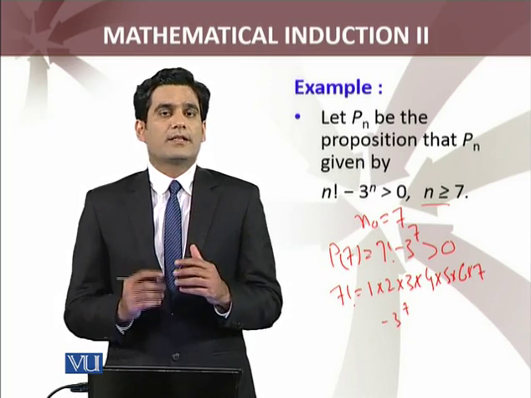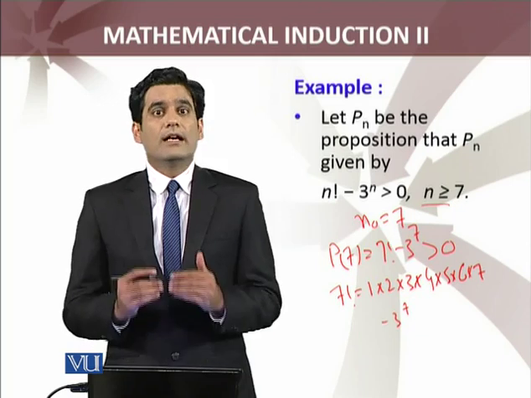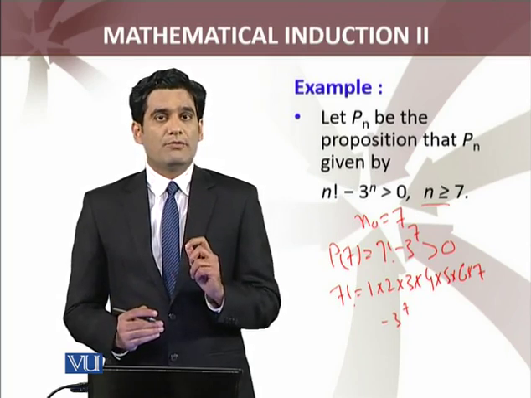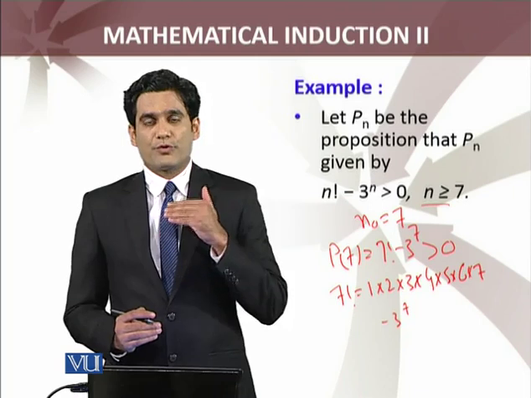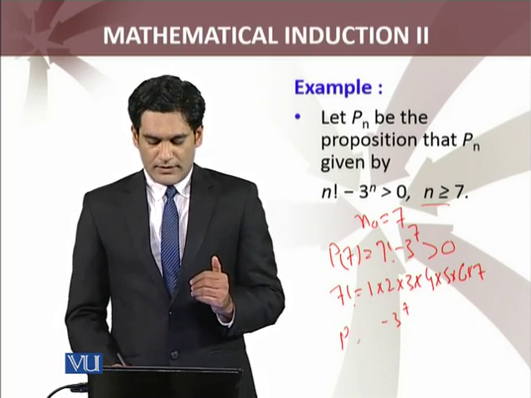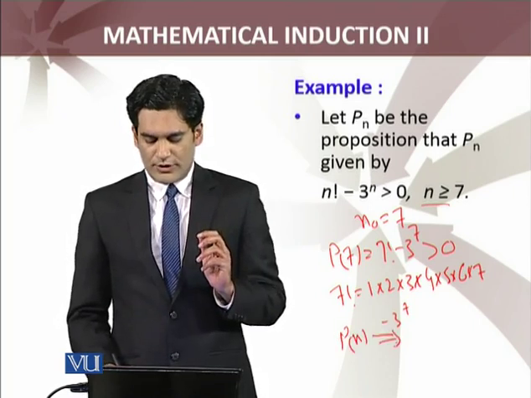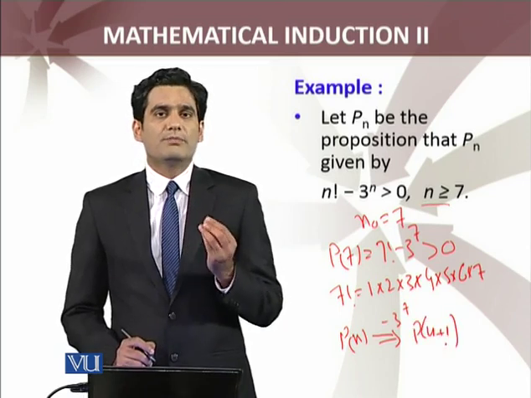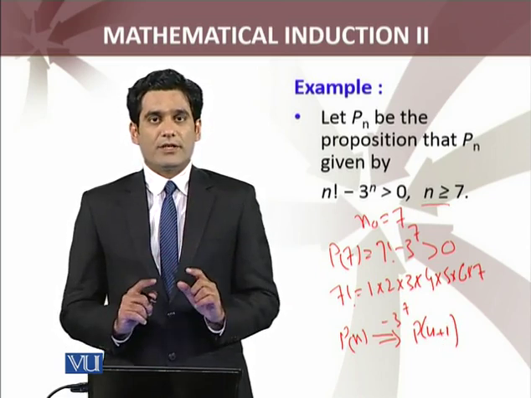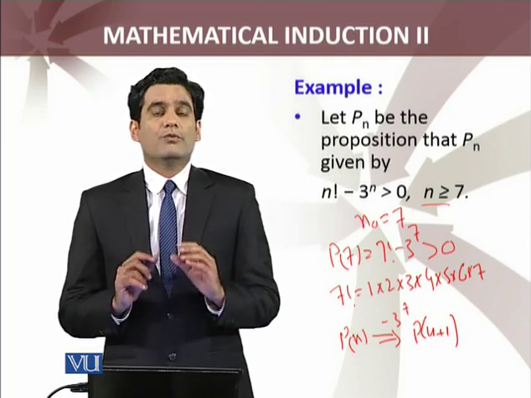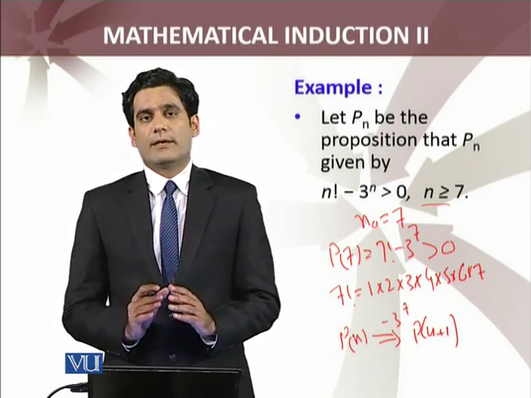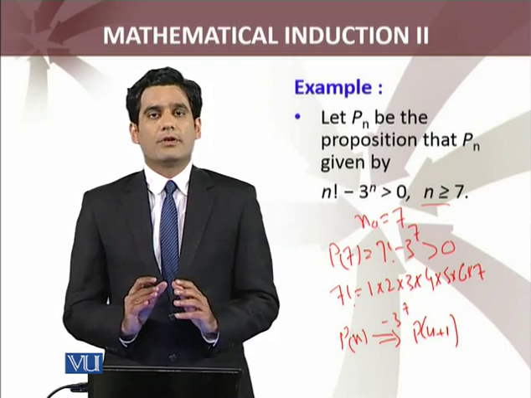Now what is the inductive step? In the inductive step you suppose that P of n is true, where n is greater than or equal to 7, and n naught is now 7. This statement is true from n equals 7, 8, 9, and so forth. So you suppose P of n, and you are going to show that Pn plus 1 is true. It's merely a small exercise, you can do it yourself, but you should try it yourself. By the known mathematics, we have to check whether we will be able to show that Pn plus 1 is true or not. If it is true, then the proposition is true for all n greater than or equal to 7.